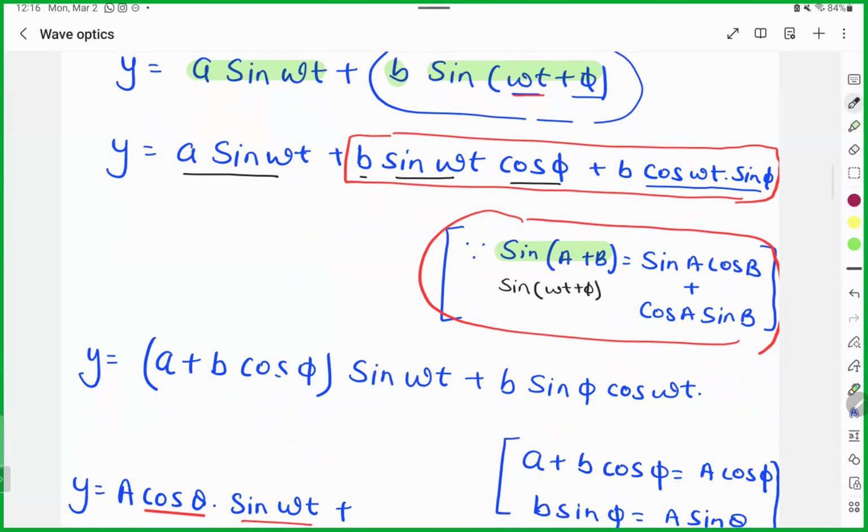When you applied this formula, A is common from the first part and B cos theta is common from the second part. Correct? From the second part.